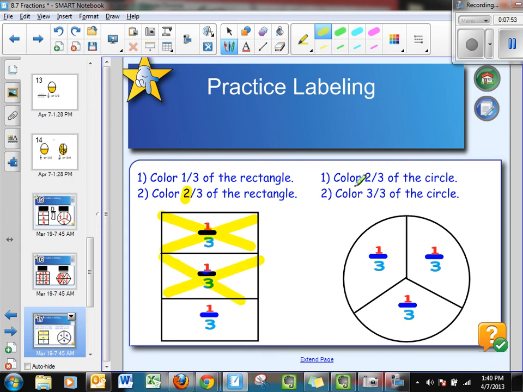Now let's look over here at the circle. It says color 2/3 of the circle. So again, since that first number is 2, I want to color in a total of 2 pieces since that top number is 2. Remember, the top number tells us how many pieces we want to color in. The bottom number just tells us how many pieces there are possible. Second part, color in 3/3, or 3 pieces out of the 3. So for this one, I would need to color in 3 pieces out of all 3, and then we would say this is one whole circle that's been colored in.